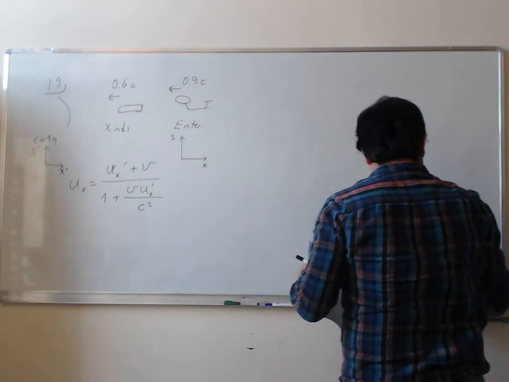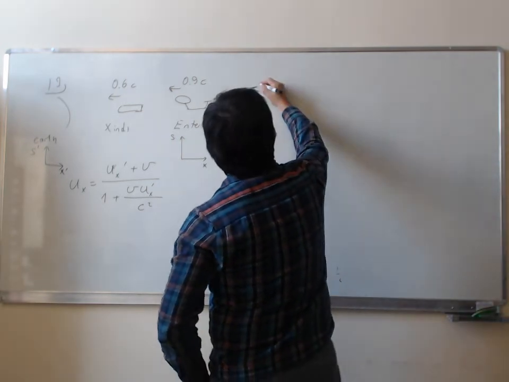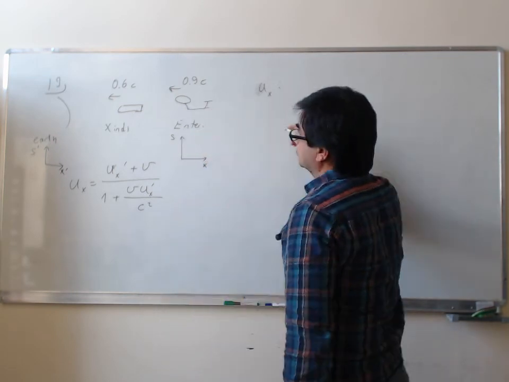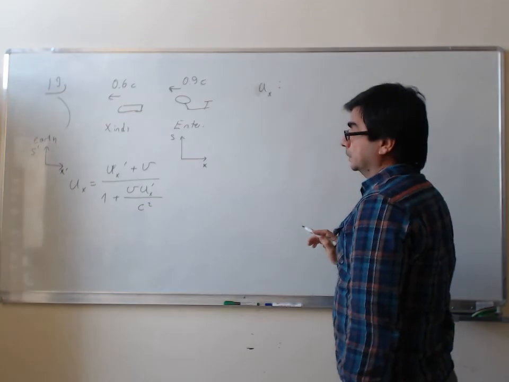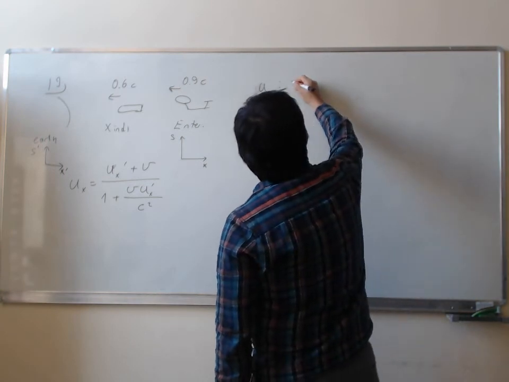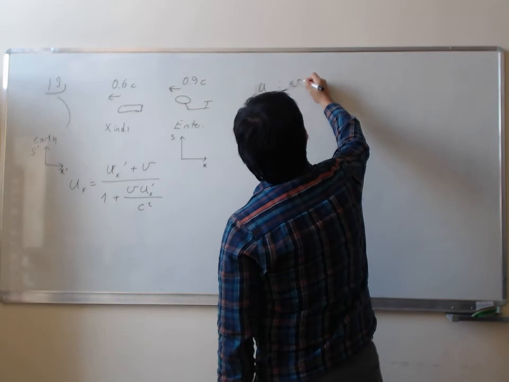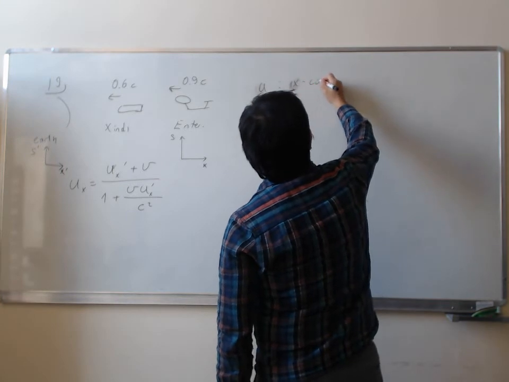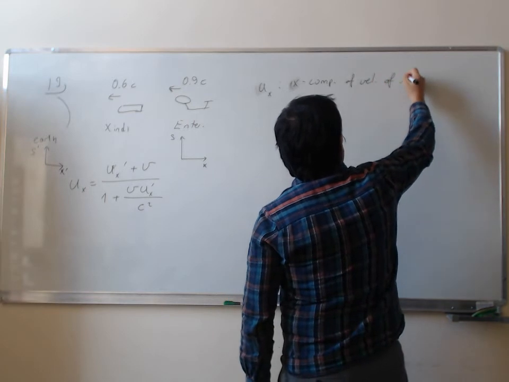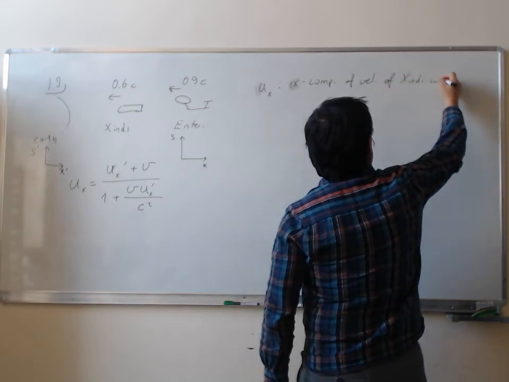I need the space. So ux, and I'm going to assume that this is just the x-axis for both of them, right? I'm not going to clutter everything here. So ux is the speed, velocity, or x component of velocity of Zindi with respect to Enterprise.